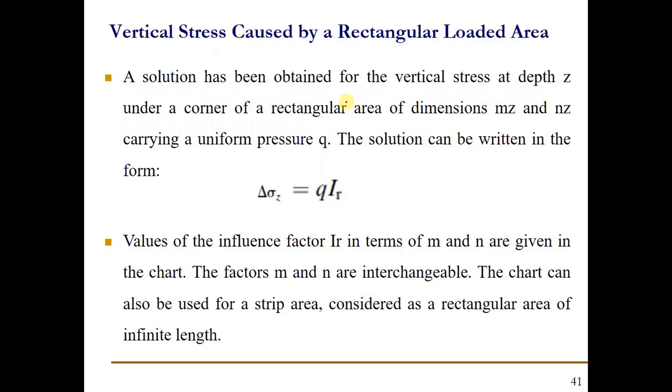In case of the rectangular loaded area, you need to note down an equation that delta sigma, the stress increase, is equal to Q into the influence factor. That Q is the uniform pressure which is exerted onto the rectangularly loaded area, and I is the influence factor.